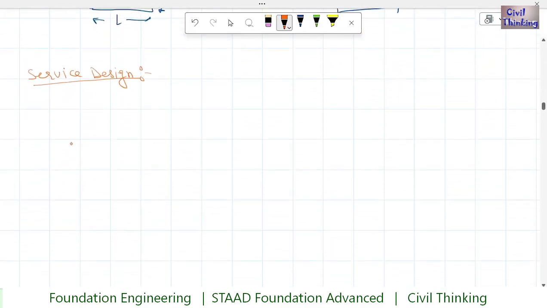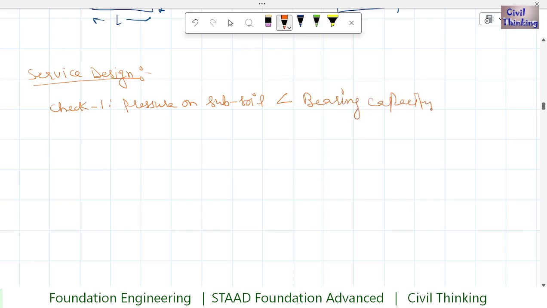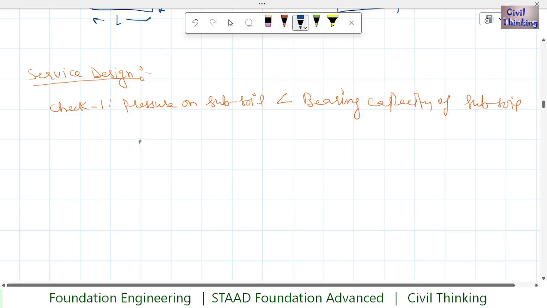So in the service design, what is the first check? Check number one is the pressure on subsoil should be less than the bearing capacity of subsoil. Okay, so to illustrate this, let me draw a section view.